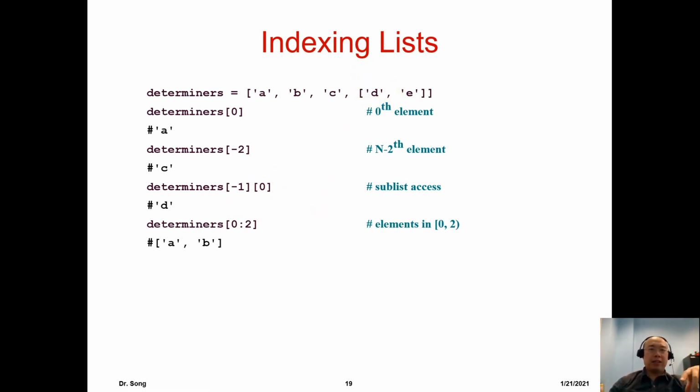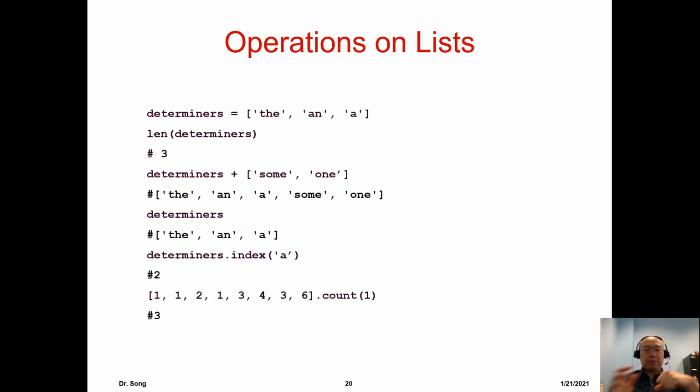We talked about slicing when we reviewed the strings. Okay, and here are some more operators. We can do the length, and we can do the concatenation too. After doing the concatenation, remember, the original one is not changed. So we have the determiners, and then plus another list. This will create a new list for you. However, the original one stays the same.